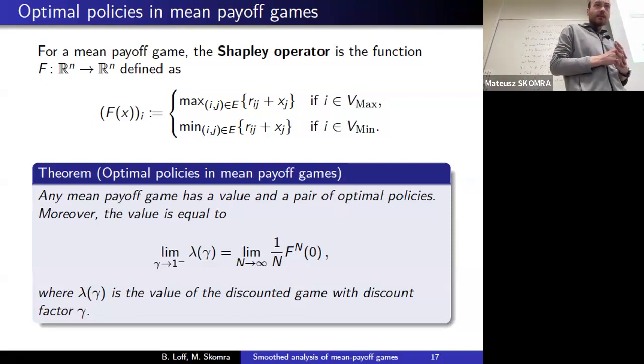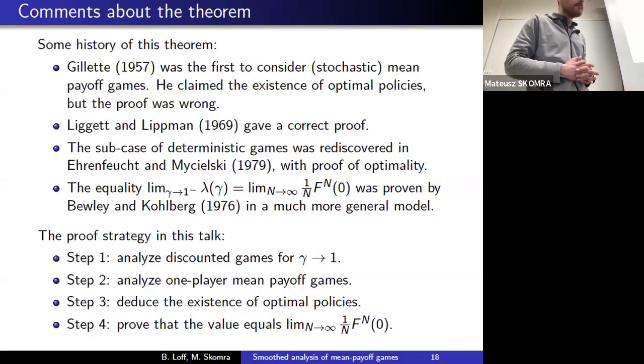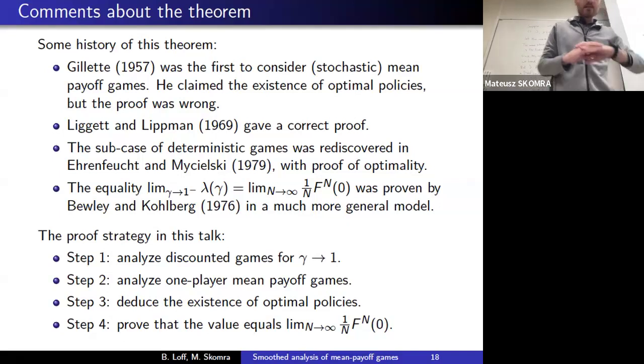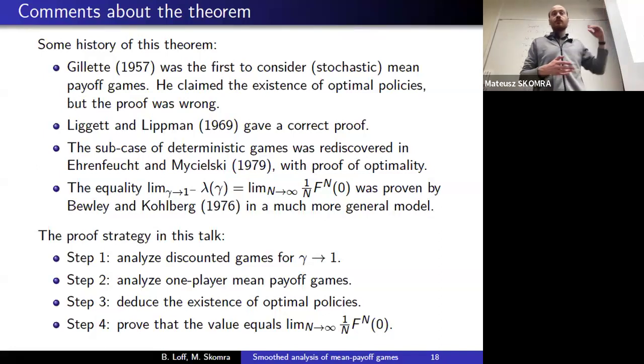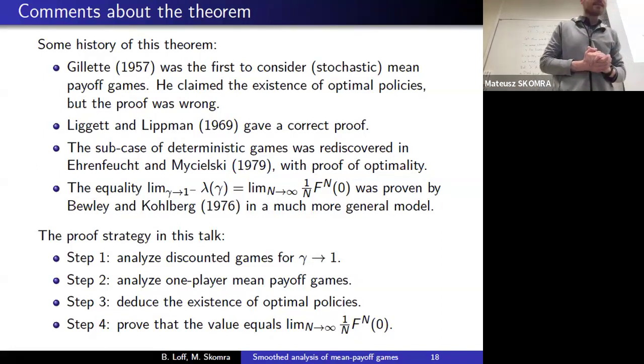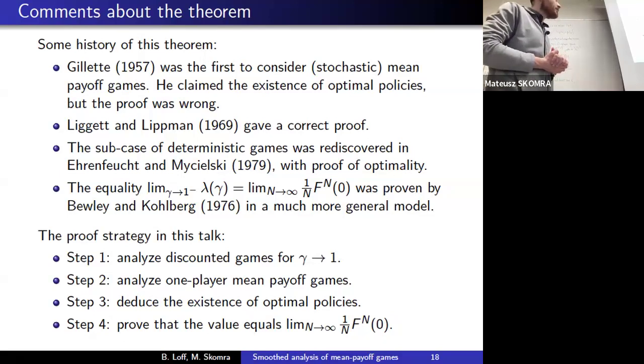So it's more complicated to analyze, and it took people more time to do this. Here is a little bit of the story of this theorem. The first person to consider the mean payoff criterion was Gillette, a few years after Shapley, in 57. He was considering this model with mean payoff games also in the stochastic version, and he claimed a proof that mean optimal policies exist in this case. However, his proof was incorrect. Then Liggett and Lippman in 69 corrected the proof, so they gave a correct proof.